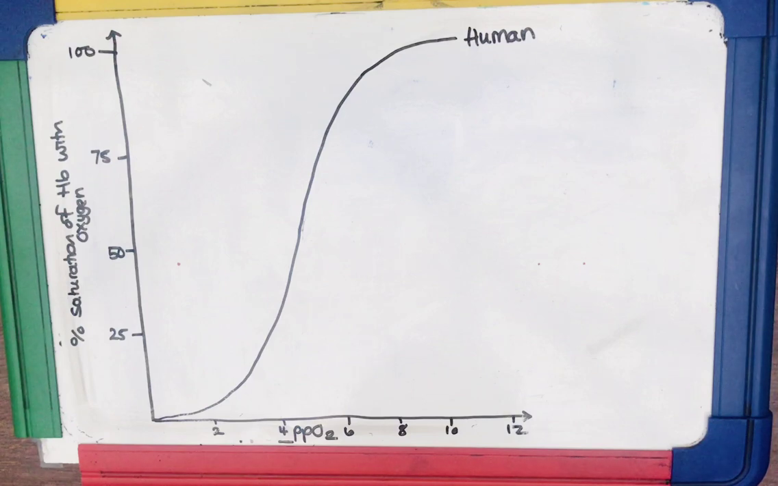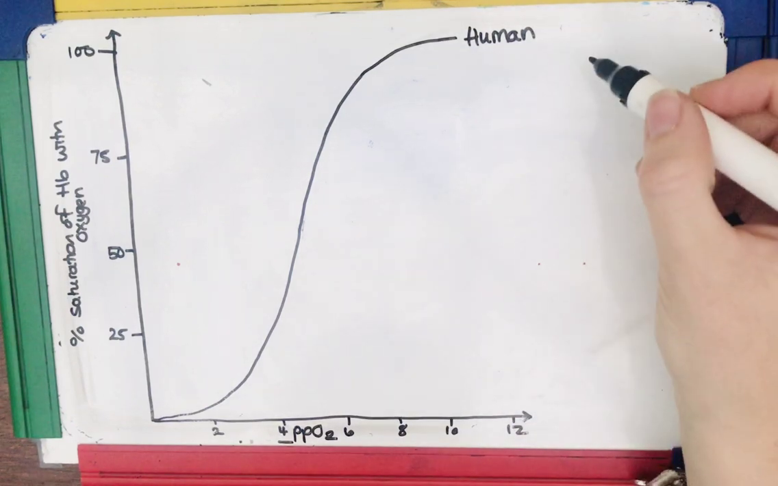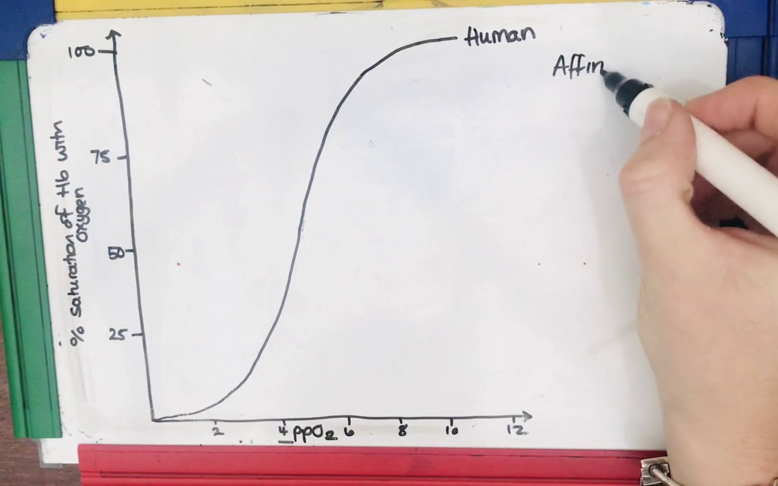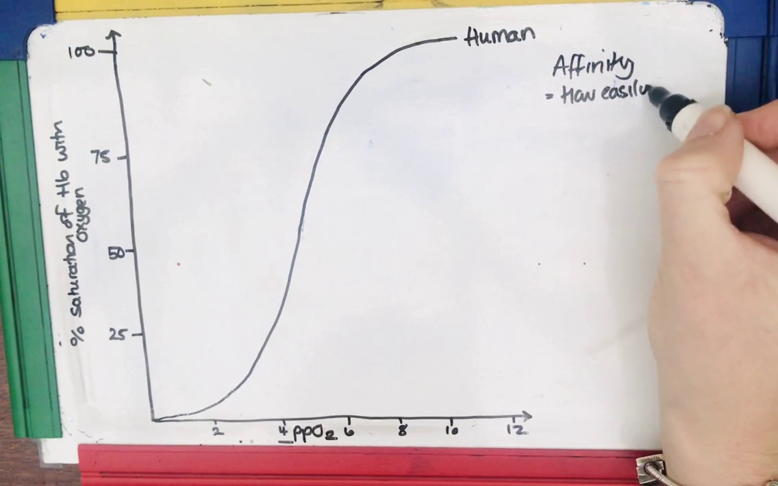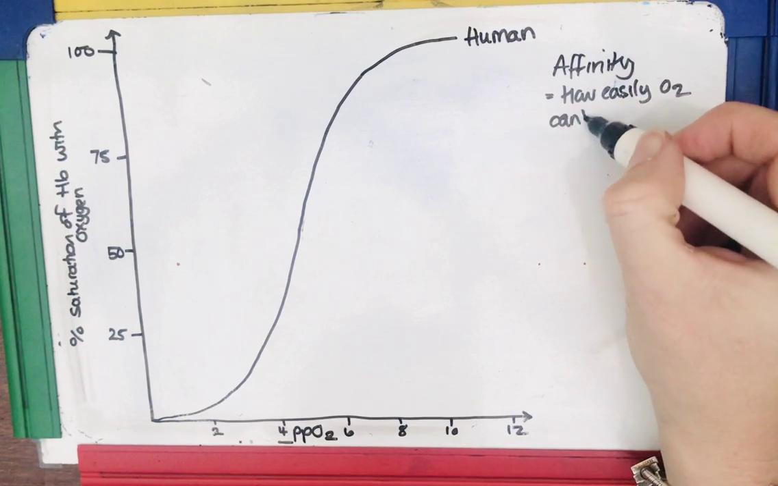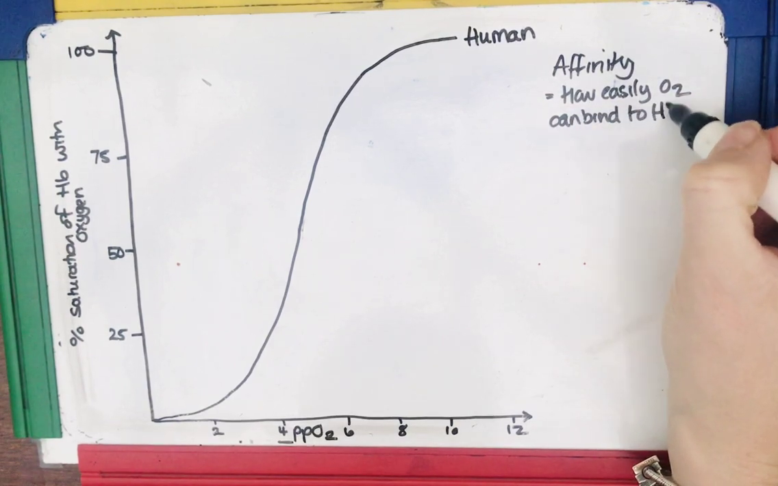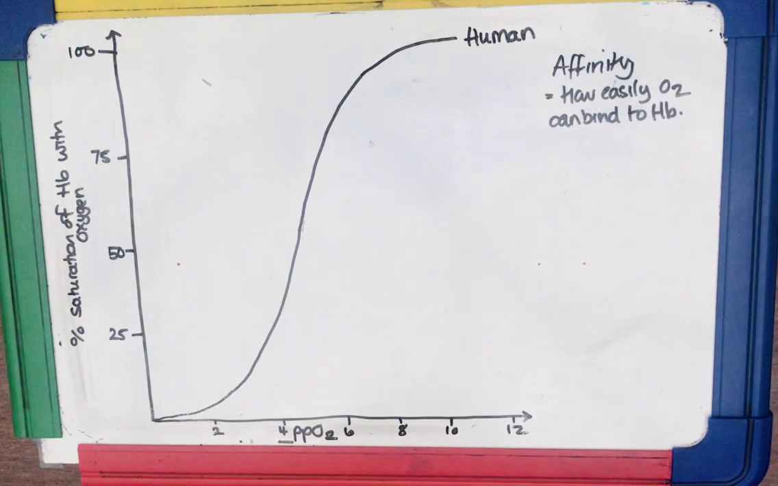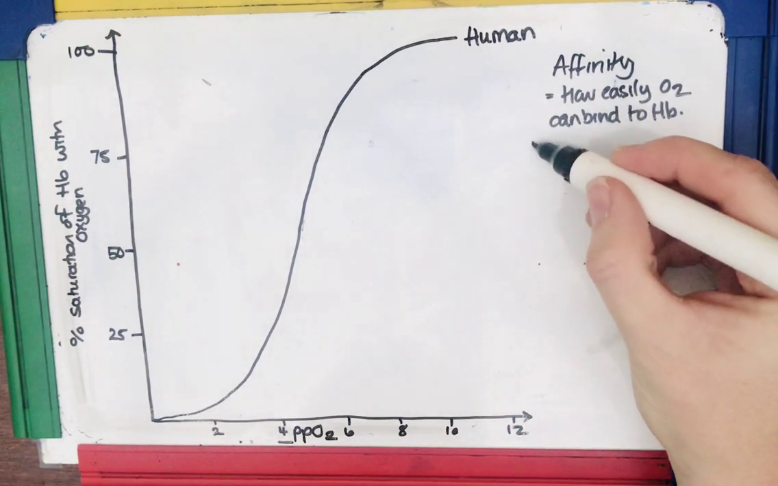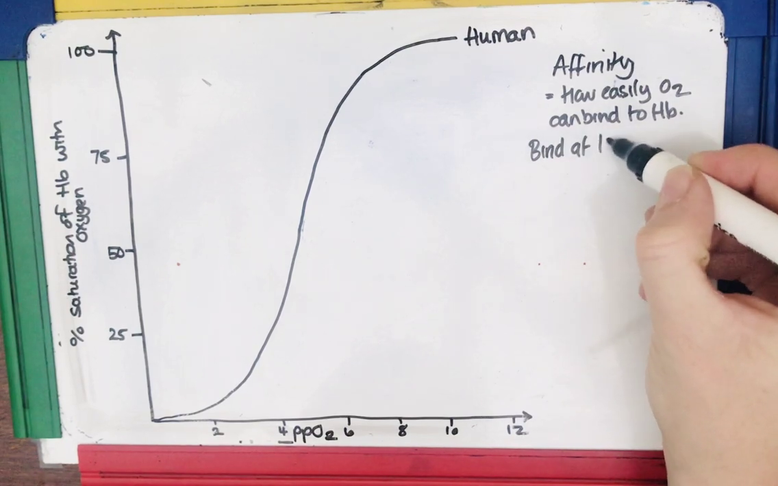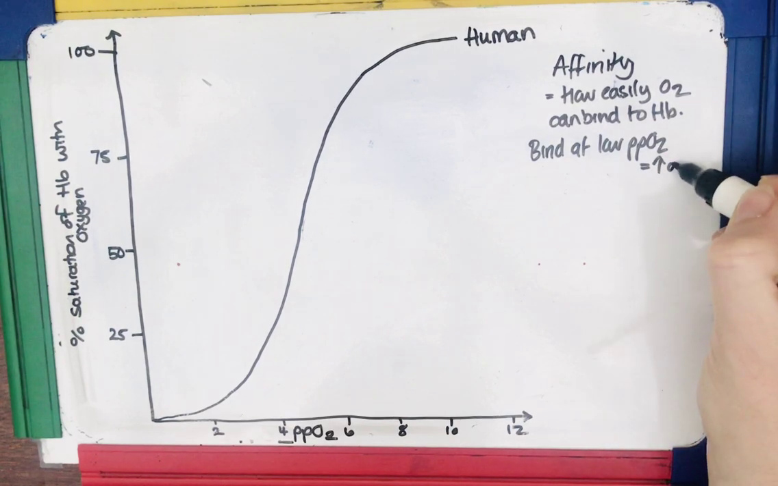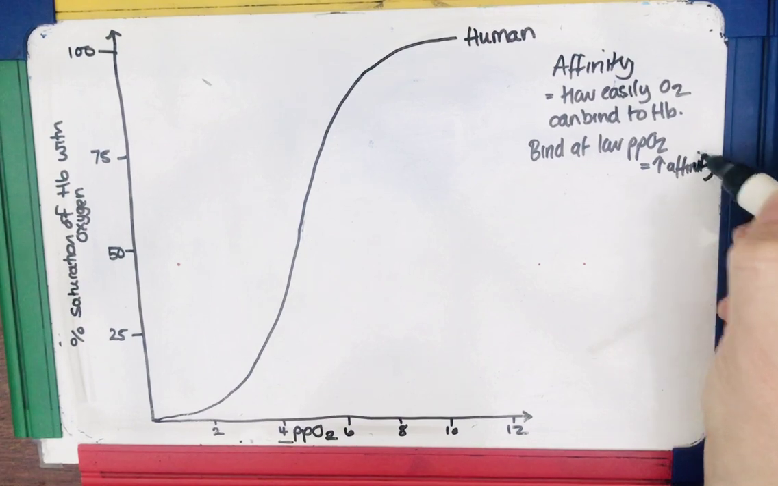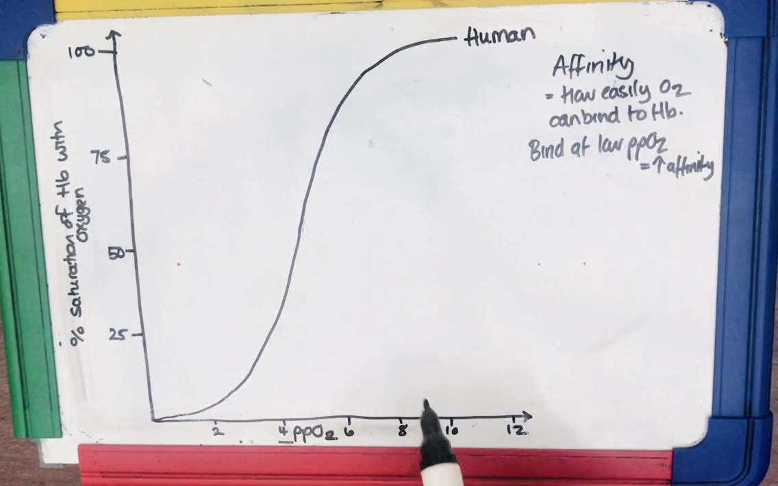Now we need to start talking about the affinity of haemoglobin. The affinity is how easily oxygen can bind to haemoglobin. Okay? If it can bind at low partial pressures of oxygen, it therefore has a high affinity. Normally you would need quite a high partial pressure of oxygen to get a high percentage saturation of haemoglobin.